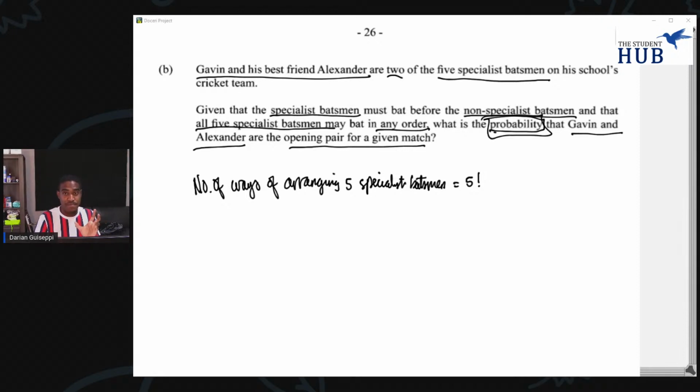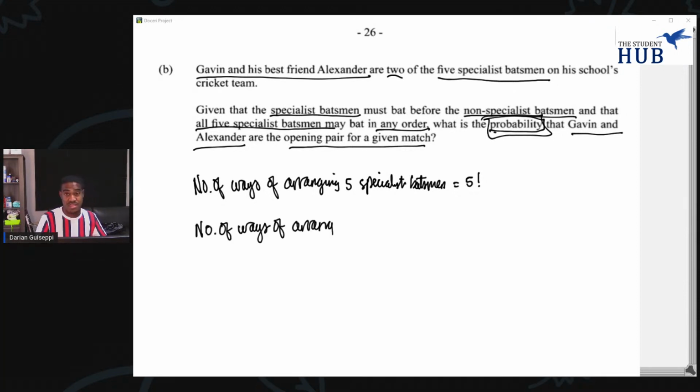You have 5 persons, and each person is considered to be different when you look at permutations. So we use 5 factorial, or n factorial, which is normally the way we arrange n distinct objects. All 5 persons are different, so 5 factorial would be the total number of ways of arranging the 5 specialist batsmen. But we need to find out what the desired outcome is, and that would be for Alexander and Gavin to be the opening pair of batsmen.